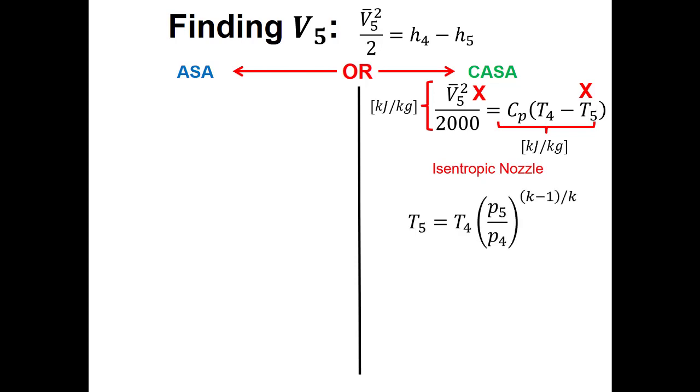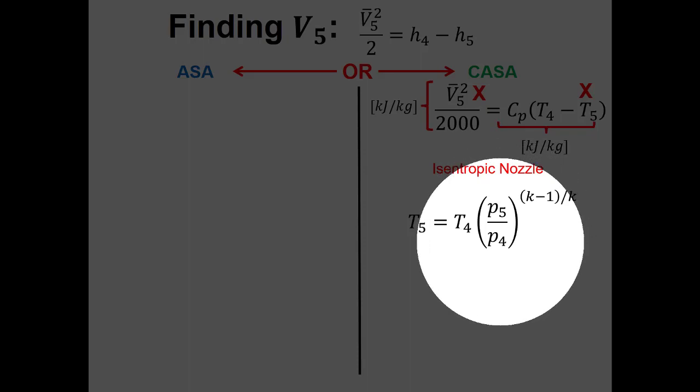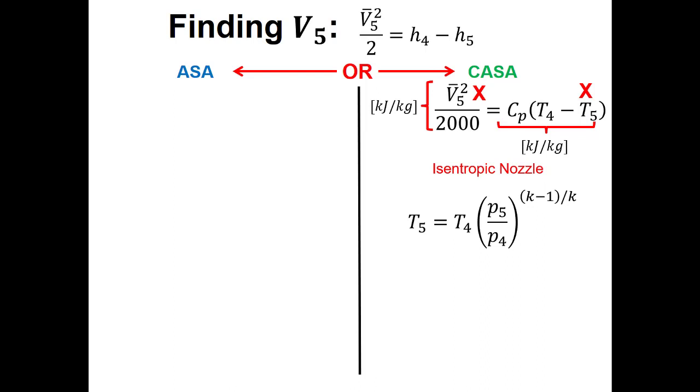So now to find T5, I can use this expression with K in the exponent that relates the ratio of the temperatures to the ratio of the pressures. Now I found P4 in the previous part of the problem. I know that P5 is going to be the same as P at the inlet, that's PA. I put all this information in my calculator, and now I find that T5 is 638.4.